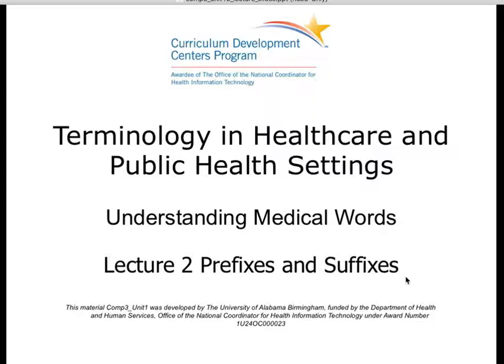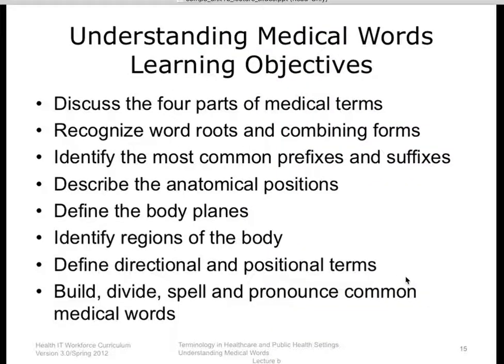This is section 2B of medical terminology, and we're going to go deeper into how we use these prefixes and suffixes to actually make words and to build words. As a reminder, our objectives here are to be able to discuss the four parts of medical terms, recognize root words and combining forms, identify the most common prefixes and suffixes, describe the anatomical positions, define the body planes, identify regions of the body, define directional and positional terms, and then build, divide, spell, and pronounce common medical words.